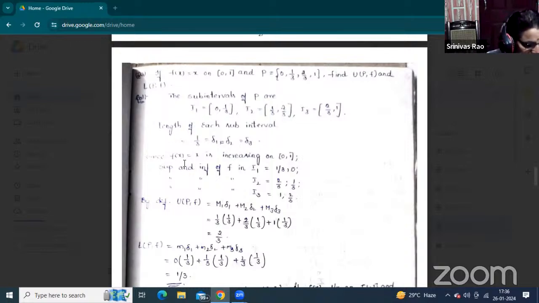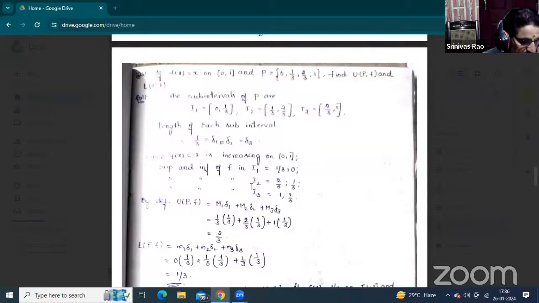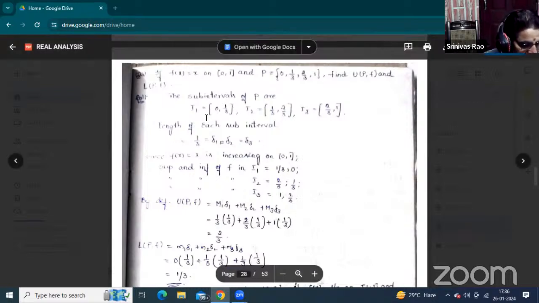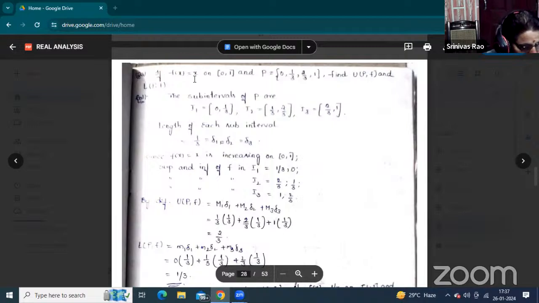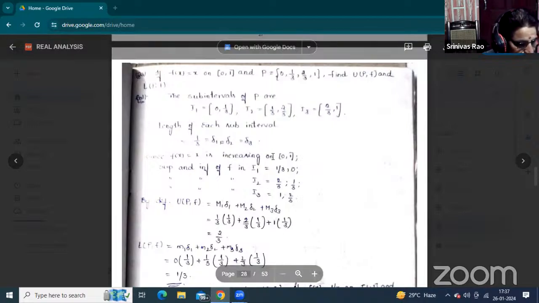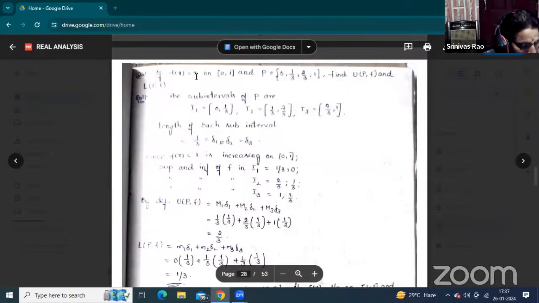Now, first of all, write the function. The given function is f of x equal to x. That function is increasing between 0 and 1. How to write the infimum and supremum of the values? The infimum and supremum depend upon the function. The first subinterval's lower value is 0, so f of 0 equal to 0, that is small m1. And the upper value is 1/3, so f of 1/3 equal to 1/3.